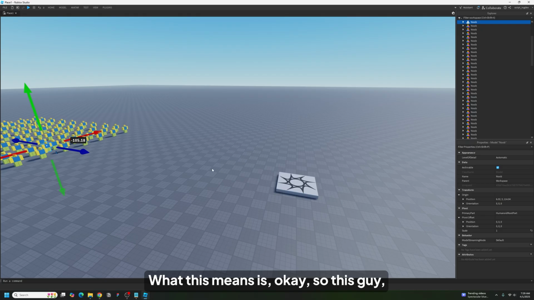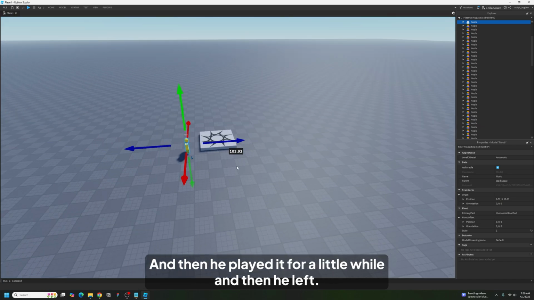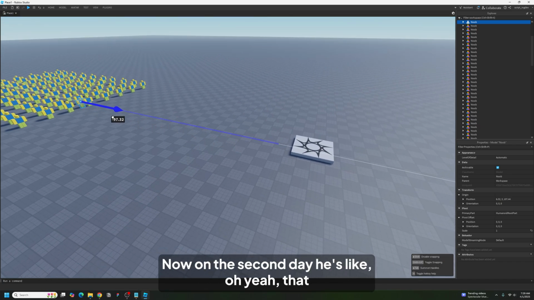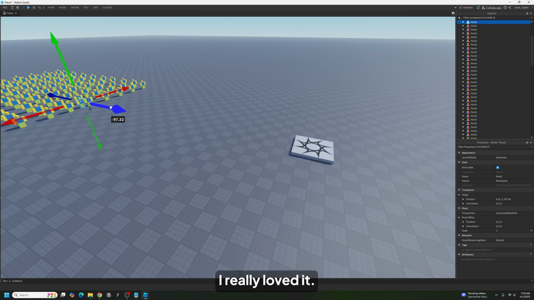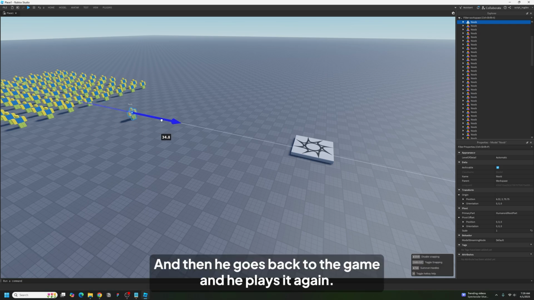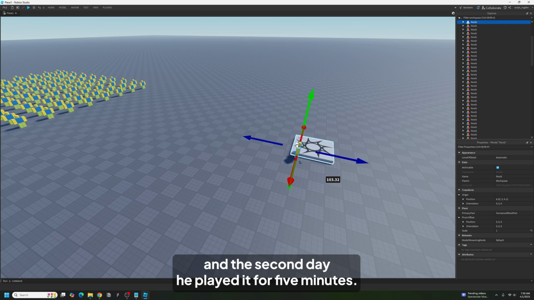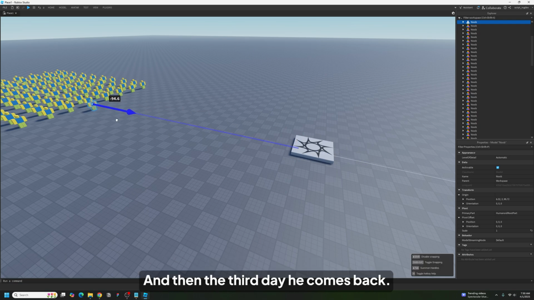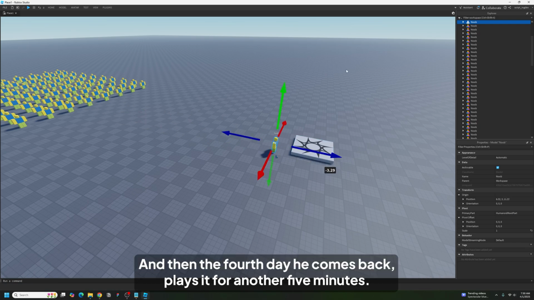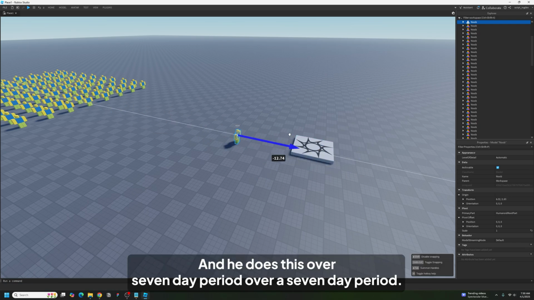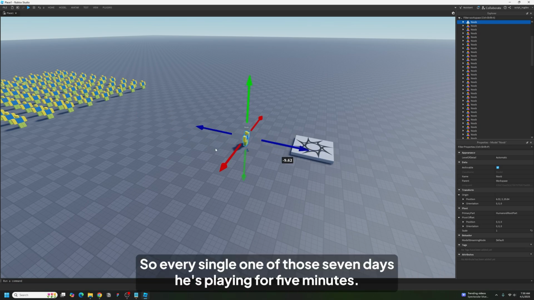What this means is, okay, so this guy, he just got shown your thumbnail and then he clicked it and then he played it for a little while and then he left. Now, on the second day, he's like, oh yeah, that game, the game with the spawn location was so fun, I really loved it. And then he goes back to the game and he plays it again. So for the first day, let's say he played it for 5 minutes, and the second day he played it for 5 minutes. And then the third day, he comes back, he plays it for another 5 minutes. And then the fourth day, he comes back, plays it for another 5 minutes. And he does this over a 7-day period, okay? So every single one of those 7 days, he's playing for 5 minutes.